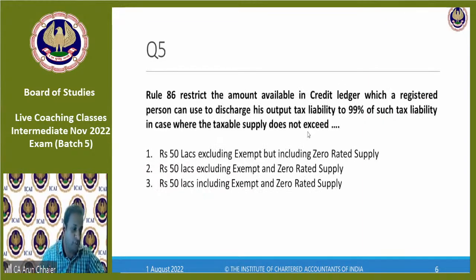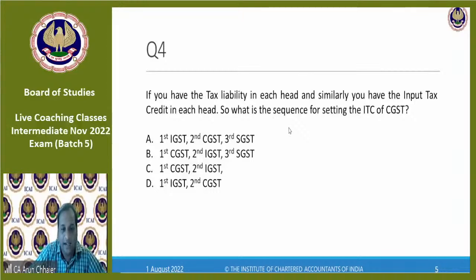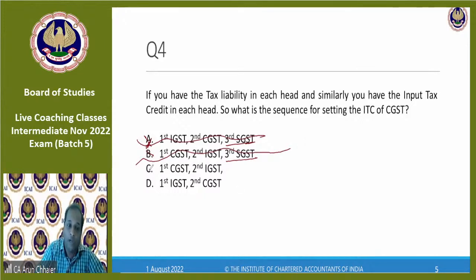Obviously, CGST ITC can never be given to SGST, or SGST ITC can never be given to CGST. So option A and option B are not possible because they are talking about SGST. CGST ITC can never be utilized for SGST tax liability. So obviously option A and B are not at all feasible. Only the third and fourth are there. Right answer is C.